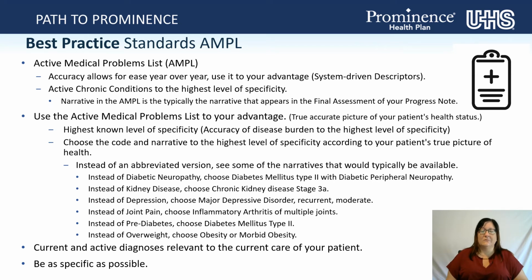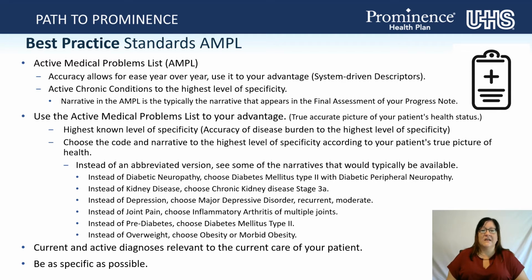The active medical problems list accuracy allows for ease year over year. Use it to your advantage. It's a system-driven descriptor. Active chronic conditions to the highest level of specificity. Obtain those details in your selection for the active medical problems list. Narrative in the active medical problems list is typically the narrative that appears in the final assessment of your progress note, and you can use those details in the narrative to drive your clinical documentation. Use the active medical problems list to your advantage. It should be a true, accurate picture of your patient's health status.